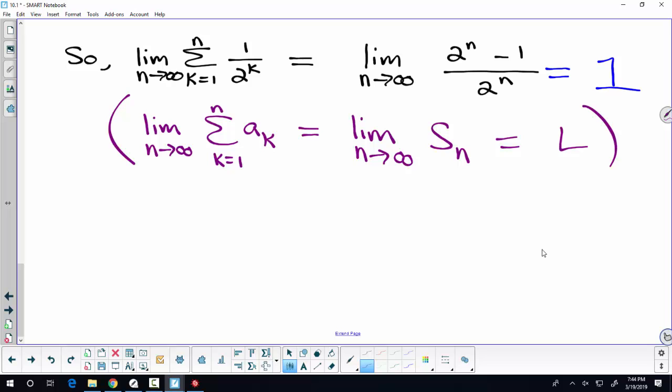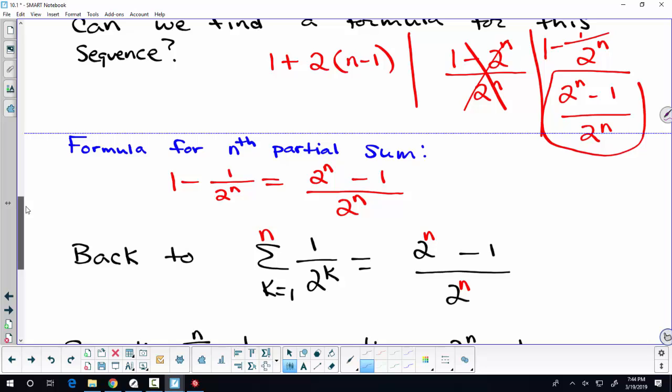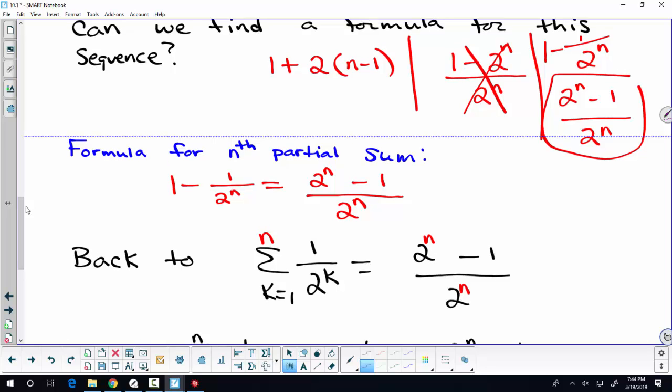And so when we computed this limit and said it's 1, we're just looking at the leading term over the leading term. 2 to the n over 2 to the n is 1. Equivalently, if we looked at our other representation, 1 over 2 to the n approaches 0, so it's 1 minus 0. Okay, any questions on that?